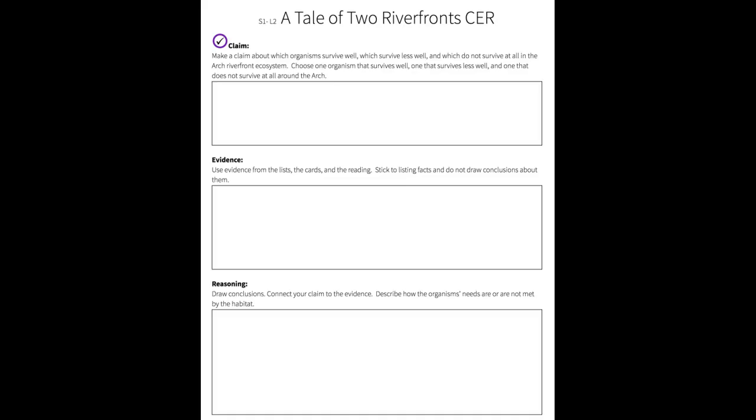They'll use a claim evidence reasoning format to construct their argument. This will give them practice for their Evaluate portion of this lesson. While students are constructing their argument, encourage them to use evidence from the list at the beginning of this lesson, the cards they were given, and their reading. We want them to stick to the facts as they construct their argument.